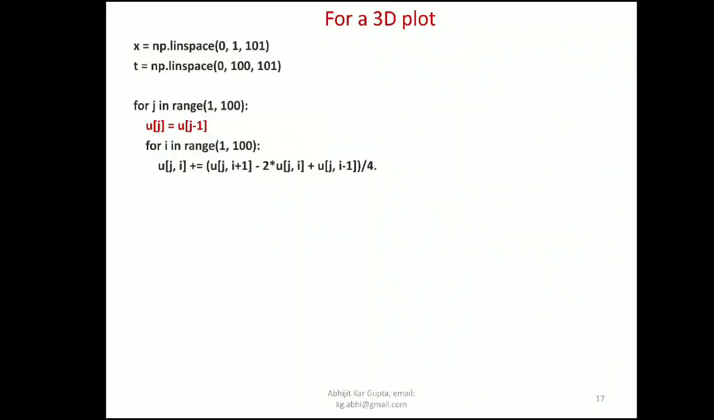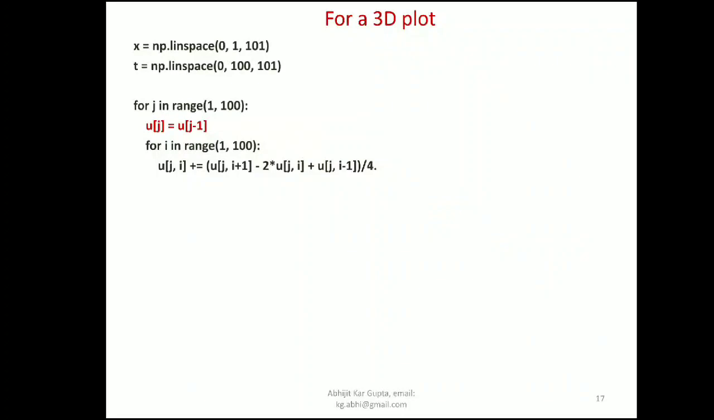Okay, so you see in the line u[j][i] plus equal to u[j][i+1] minus 2 u[j][i] minus u[j][i-1], divided by 4. So the same thing you would have written with two indices. The left side is the new time and the right side is the old time. And in between the two loops you have written u[j] equal to u[j-1].